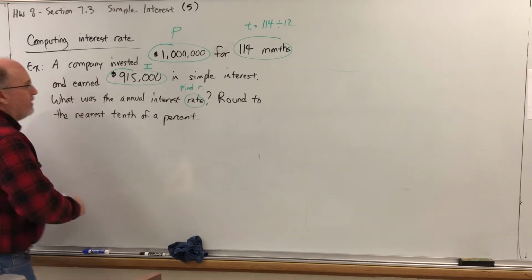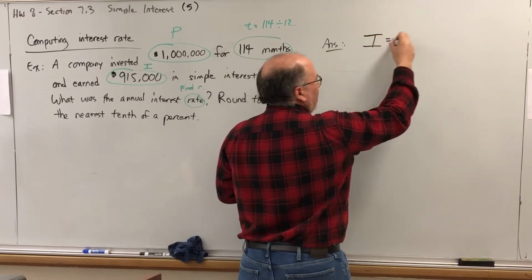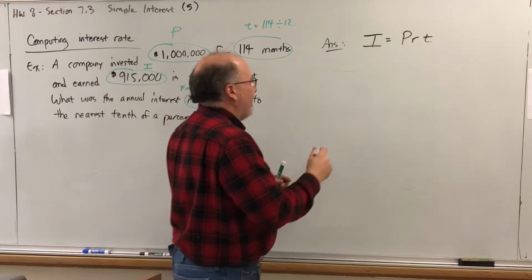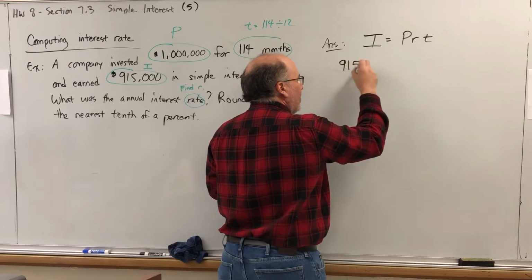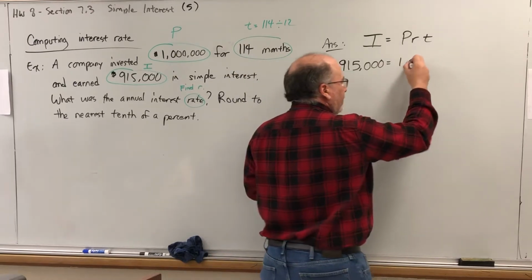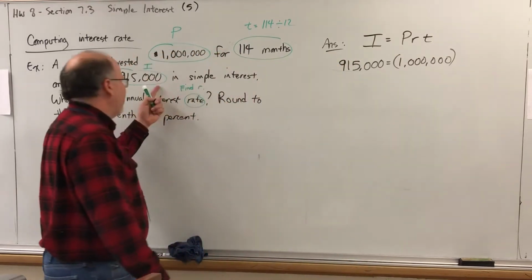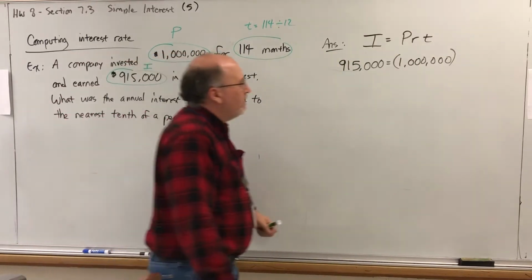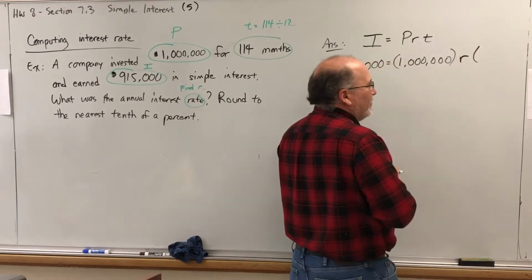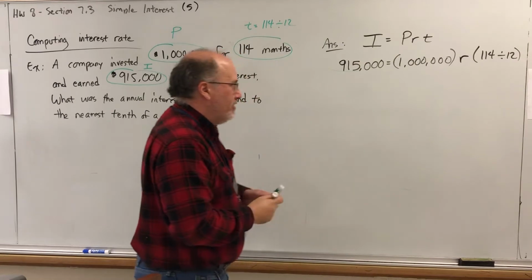Okay, let's get the answer set up. Again, the formula is capital I equals capital P times r times t. Our capital I, our interest earned, is $915,000. Our principal was a cool $1 million. Yeah, I can live off this interest, but look how much money I need to get started. The interest rate is something we don't know, so we're just going to leave it sitting there for a moment. And our time is 114 divided by 12, since we were given months, but we need to calculate years.